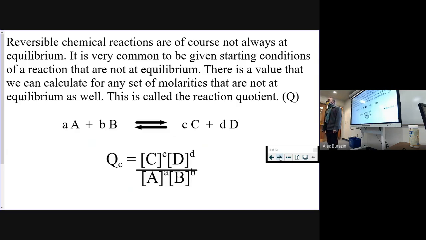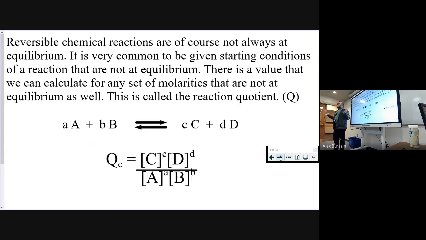Now, capital Q is mathematically the exact same setup as the equilibrium constant, capital K. It is literally the same math. No difference anywhere. Products over reactants. The products are raised to the power of their coefficients. The reactants in the denominator are raised to the power of their coefficients. Literally the same. So now what's the question?